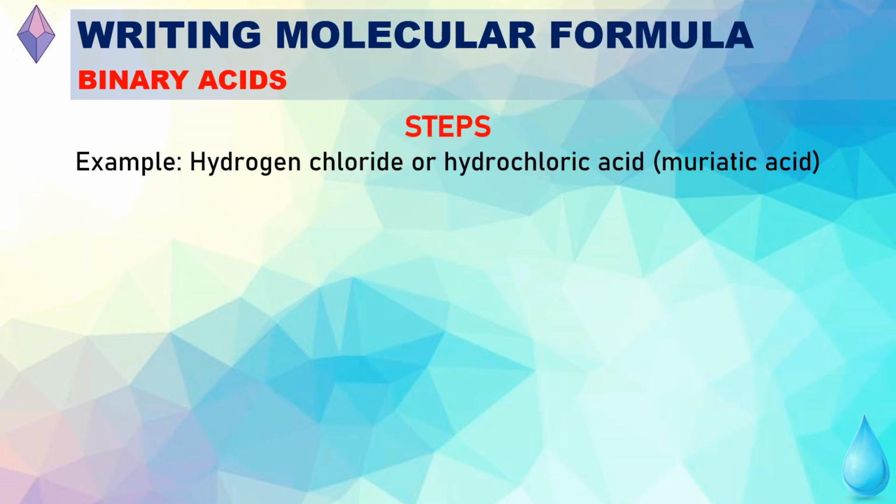Here are the steps in writing molecular formulas of binary acids. What is the formula of the acid that consists of hydrogen H+, and chlorine Cl-?